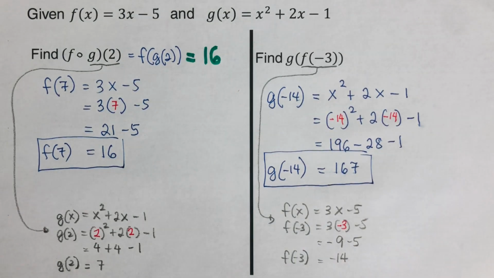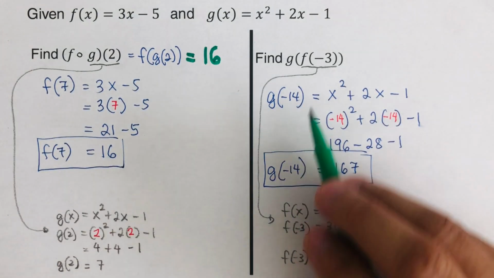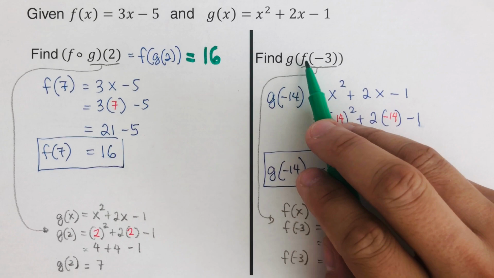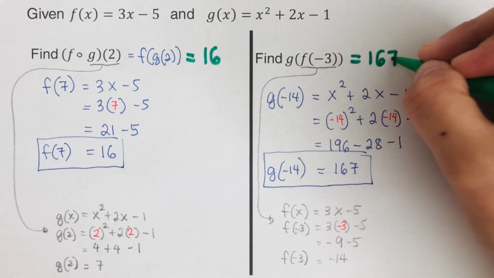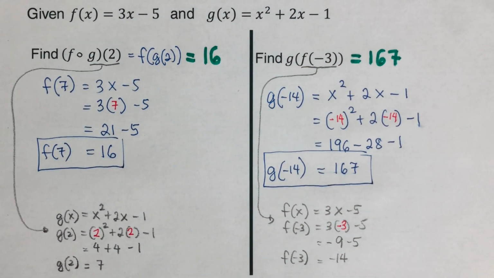Okay, so the value for g of negative 14, which is equivalent to g of f of negative 3, is actually 167. Did you get the same answer as this?